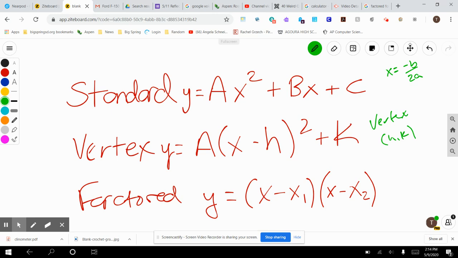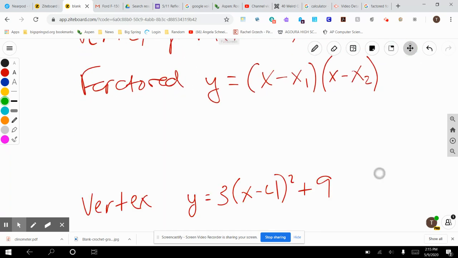Sometimes they start like that, but it's a little harder to maybe find the vertex then, and there are tricks around that. And again, you'll learn that later. But for now, we're going to be consistent. So let's start with the vertex form.